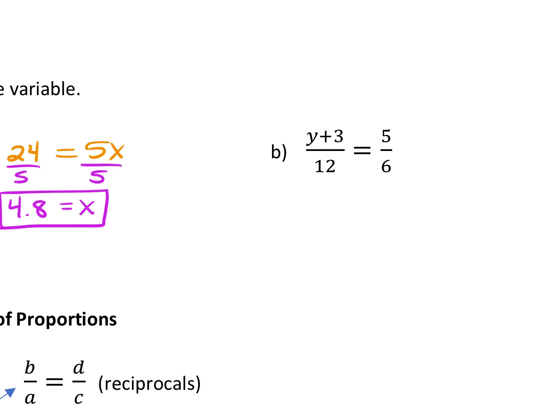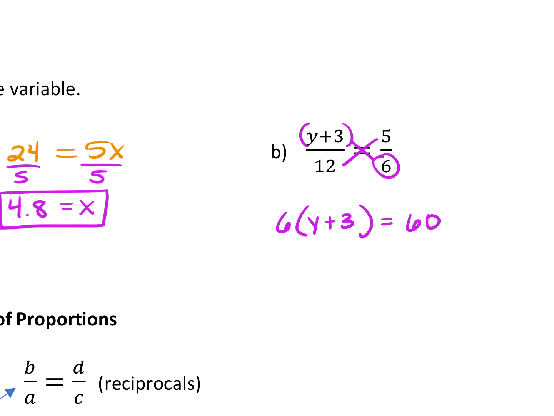Parentheses. Yeah, if there's an expression there, if I'm going to multiply this by that, I have to put parentheses around that expression, okay? So this is going to be 6 times (y plus 3) equals 12 times 5, or 60, okay? From here you have options. I think I know what most of you would do, but I'm curious, what would you do first in this problem?